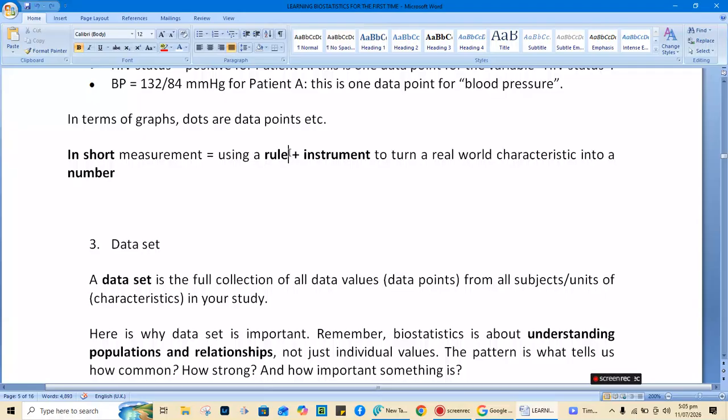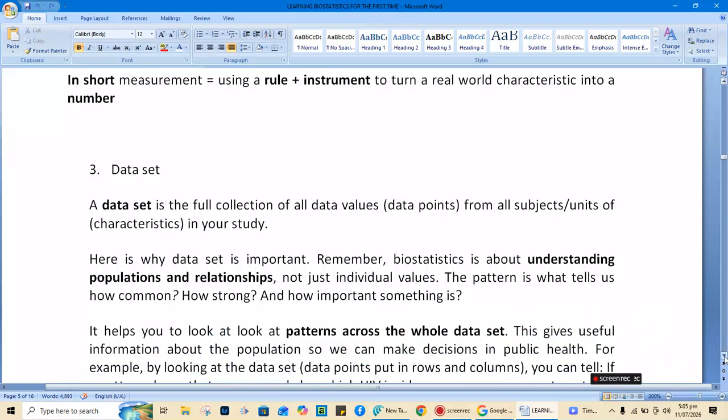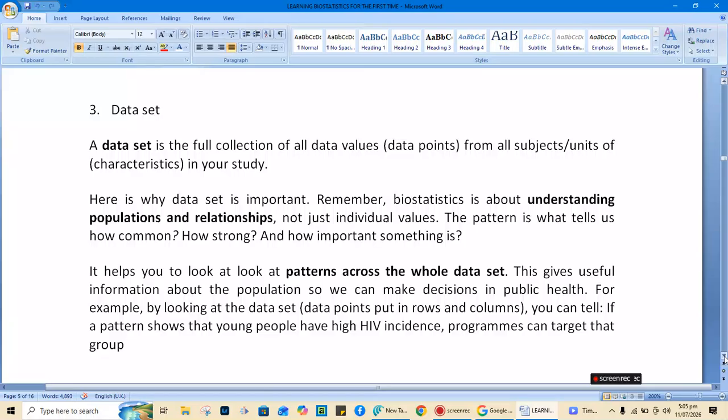Maybe there could be some questions like cervical cancer kind of questions or studies. You only have to measure females. Okay, and what instrument are you going to use? So all of this, you turn it into numbers based on what the instrument is going to give you. Then data set: this is a collection of all the data points, or all the values that you've collected from what you are measuring, the characteristics that you're trying to find out, or from the variable.